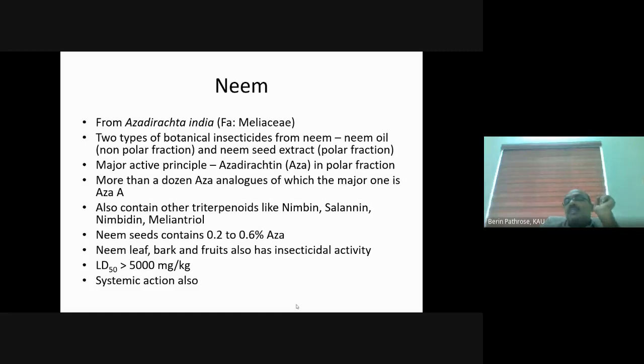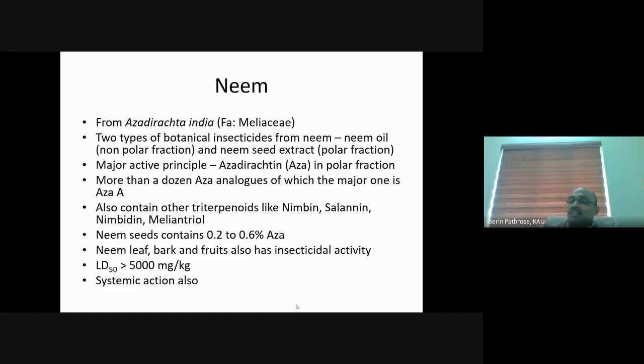And there is this neem seed extract. We keep it in water. And whatever extract we get in water is the polar fraction of neem. In neem oil, we get the non-polar fraction. In neem seed kernel extract, we get the polar fraction, because neem oil is insoluble in water. That's why we emulsify it with soap. Otherwise, it won't mix properly with water. So it is having non-polar fractions of neem.